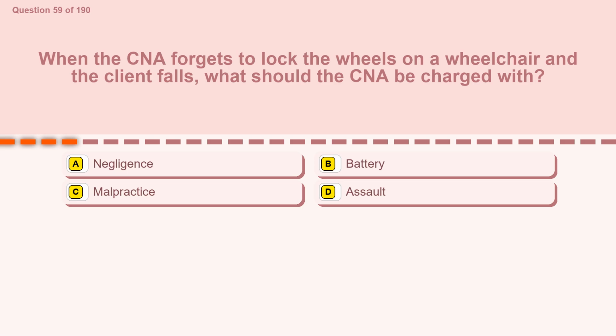Question 59. When the CNA forgets to lock the wheels on a wheelchair and the client falls, what should the CNA be charged with? Option A, negligence. Option B, battery. Option C, malpractice. Option D, assault.